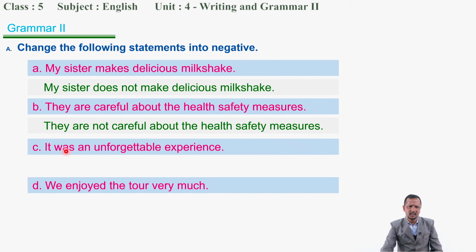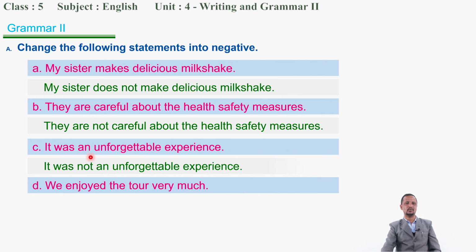Now, it was an unforgettable experience. What is the verb? Yes, exactly, there is was. And where to add not? Can we add it was an not unforgettable experience? Is it? Yes, it was not. It was not an unforgettable experience.